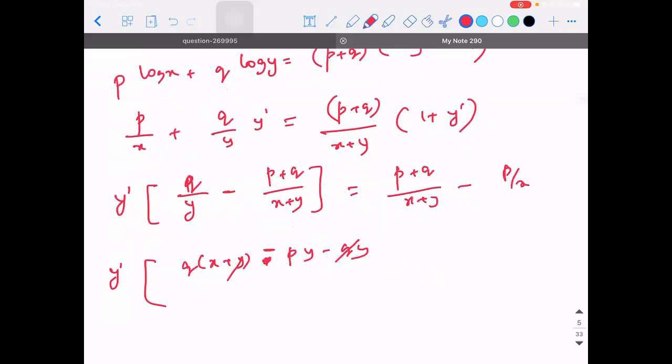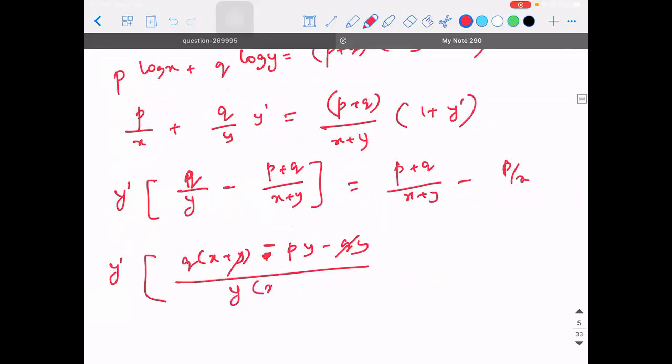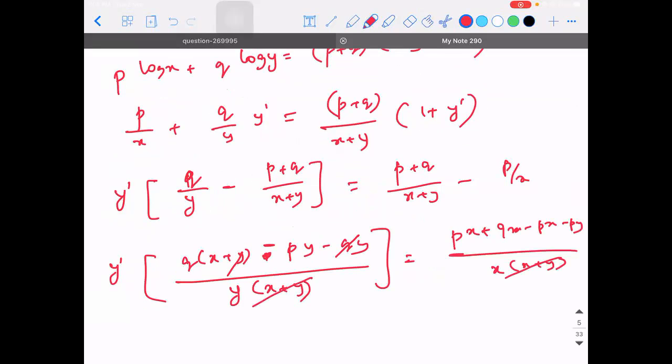So qy will get cancelled. The whole divided by y into x plus y is equal to px plus qx minus px minus py, the whole divided by x into x plus y. x plus y gets cancelled. So px and px will get cancelled.